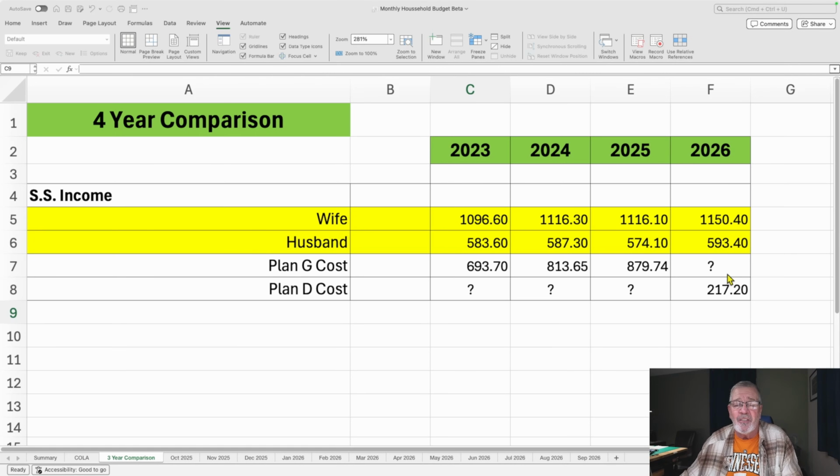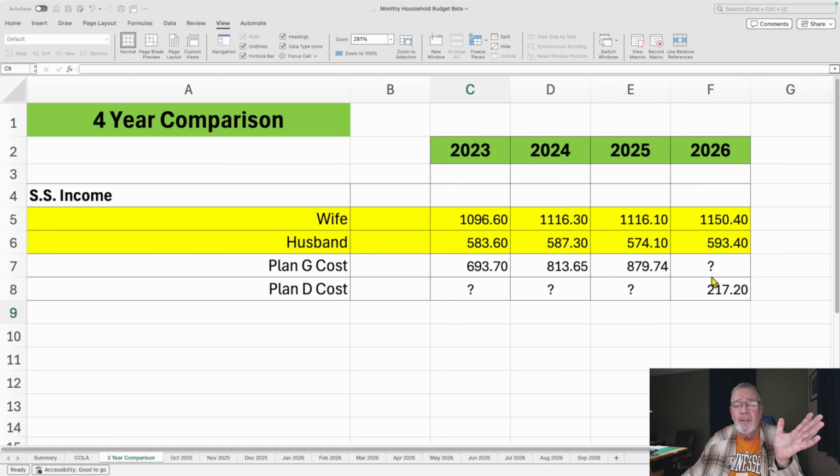That's another thing I've got to fix with my parents. We got to be able to log in to their Plan Gs to see what's going on. I don't know what their Plan G is in 2026, but when I find out next month, I'll come back to this and let you know. It's definitely going to be more than $879. So you can see how the insurance increases also. From what I understand, my Plan G is $147 a month, but from what I understand, the older you get, the more it goes up, okay?